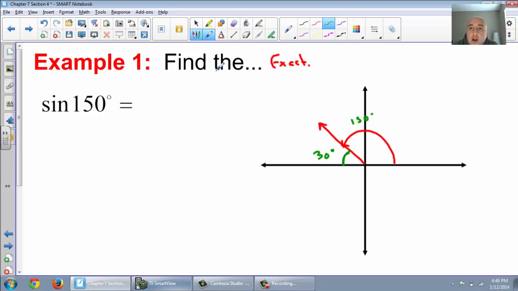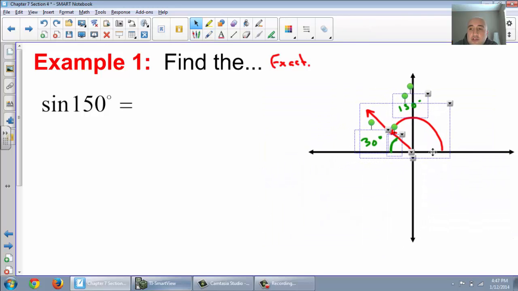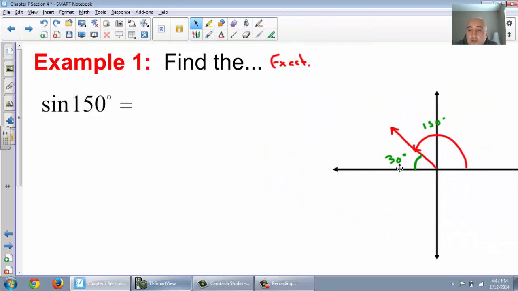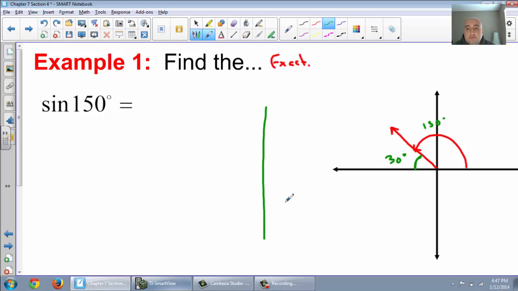Okay, so we are using which one of our three triangles, the 30, 45, or 60? Well, this is a 30-degree angle, so we are using our 30-degree triangle in which quadrant? Okay, hopefully you see that we are in the second quadrant. So I'm going to draw my right triangle in the second quadrant. I'm going to label it a 30.